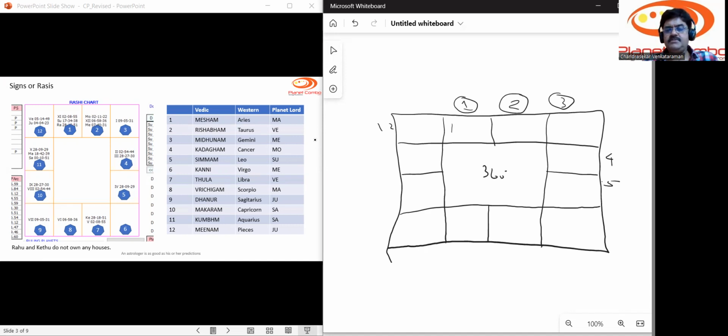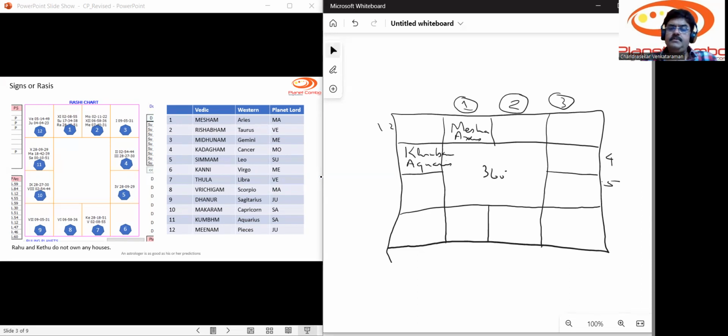I'll give some examples. This is called Mesham, Mesha Rasi, or Mesha sign, and this is Aries in English. Similarly, let's take one more example: Kumbham. This is Kumbham, which is called Aquarius in English.